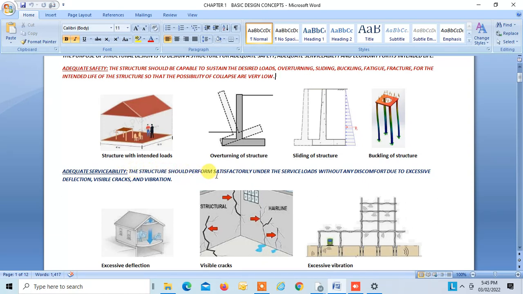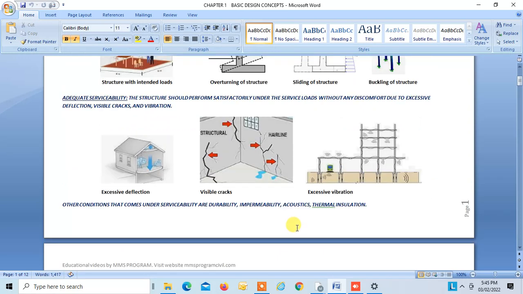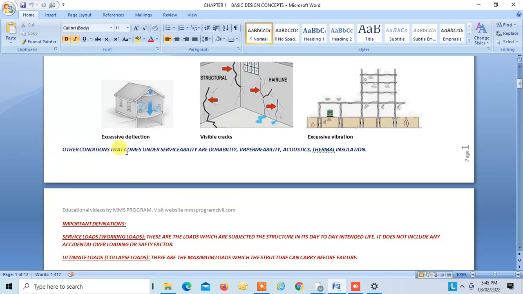Adequate serviceability. The structure should perform satisfactorily under the service load without any discomfort due to excessive deflection, visible cracks, and vibrations. Other conditions that come under serviceability are durability, impermeability, acoustics, thermal insulation.